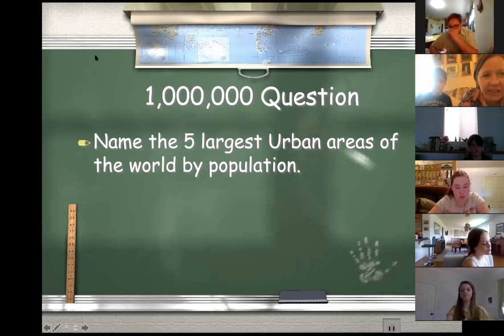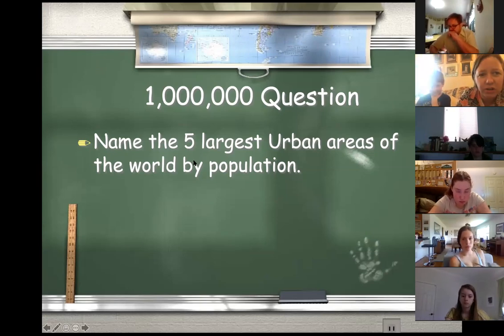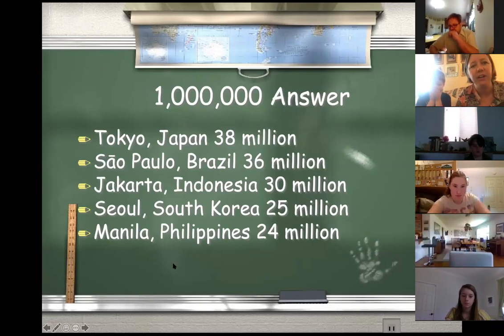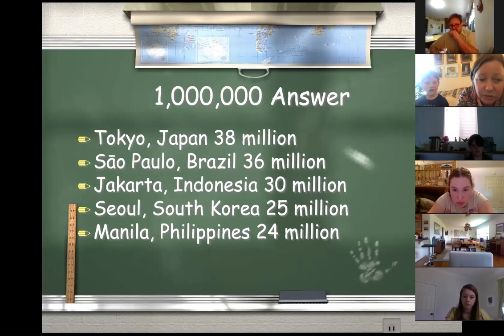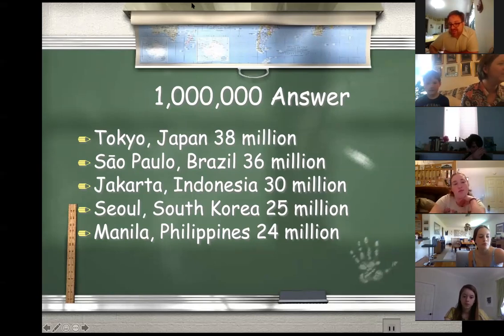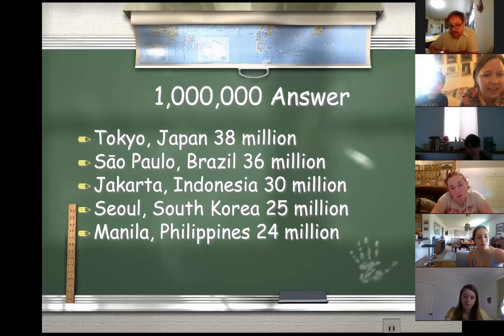Let's see who's right. The 5 largest urban areas of the world are Tokyo, Japan, 38 million people. Sao Paulo, Brazil, 36 million. Jakarta, Indonesia, 30 million. Seoul, South Korea, 25 million. And Manila, Philippines, 24 million people. I want to tell you guys, Miss Kati, that New York City is the 6th. Beijing is the 11th. Mumbai is the 13th.